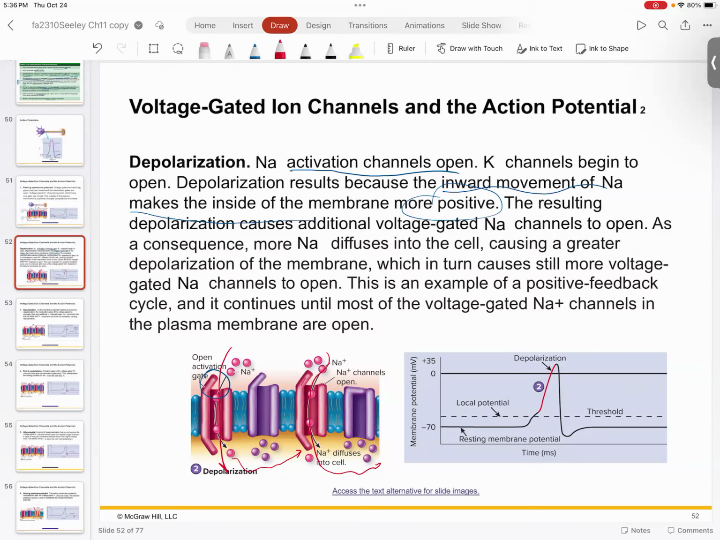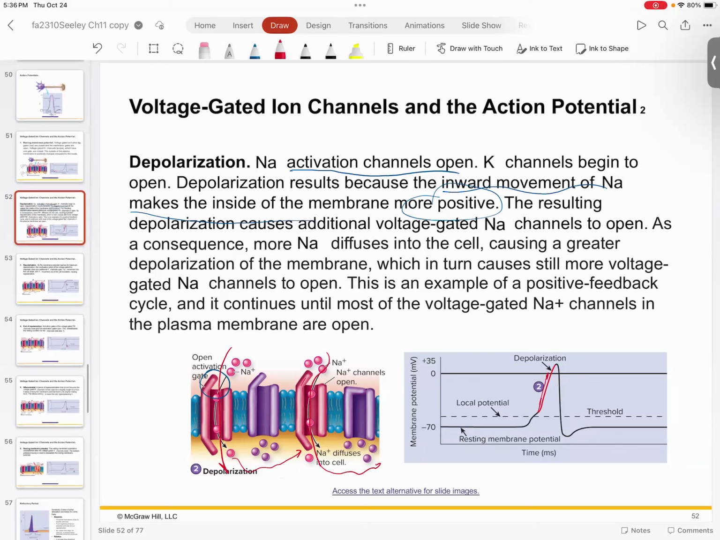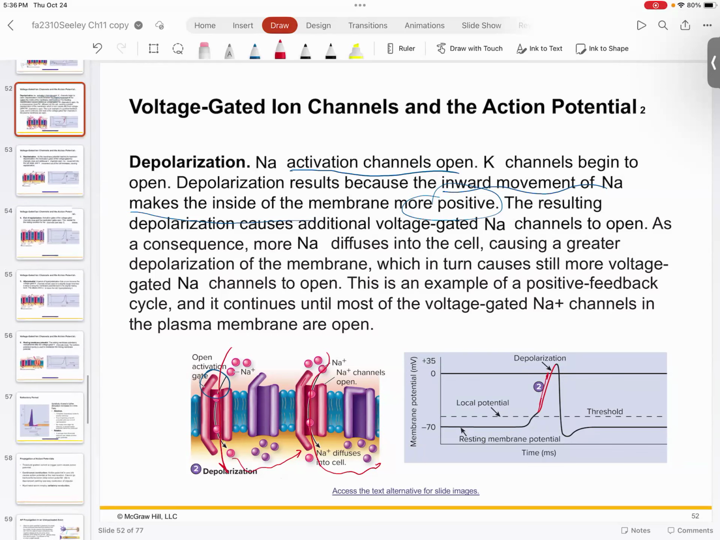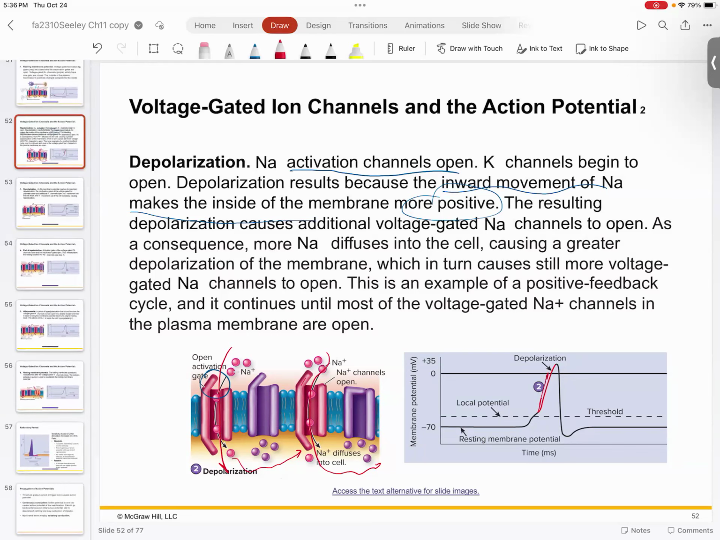So notice you get a very rapid, very quick inflow of sodium and a very rapid, quick increase in your voltage, all the way up to, in this particular case, plus 35 millivolts.